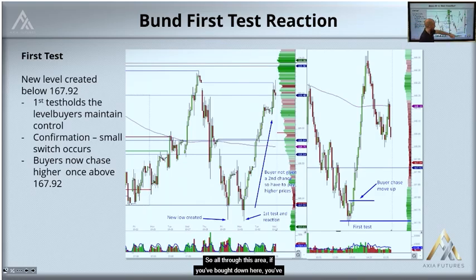So all through this area, if you've bought down here, you've got 2 choices on a trade. You can play this as a first reaction and back to the last reference point, 92. Remember, you're essentially playing an hourly chart, an hourly level. Or once you get above 92, now you can say that the market has changed direction. So it's about what you're trying to infer from the level.